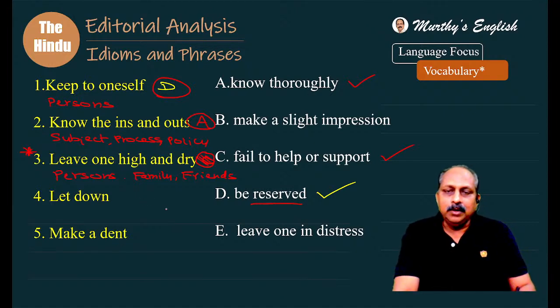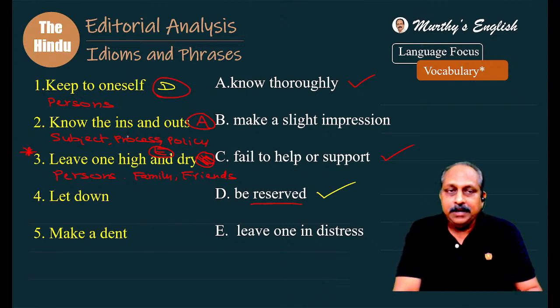Let us see. Leave one high and dry. Leave one in distress. Let us go to E here. E. I will repeat. Keep to oneself means what? Be reserved. D is the answer. Know the ins and outs of something means what? Know thoroughly. A is the answer.